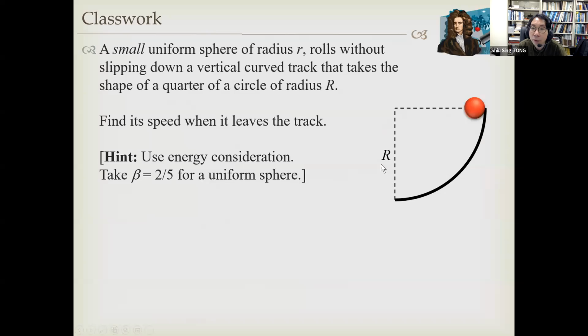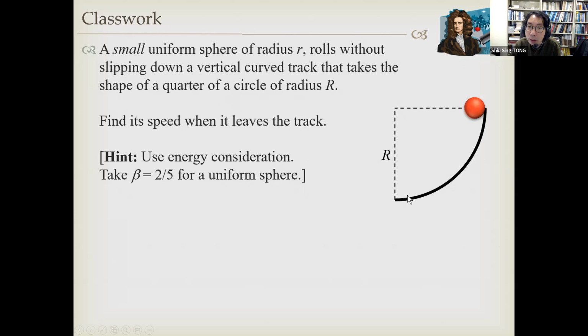Now, just a simple problem for you to do as classwork. I have a small ball. The ball is so small that its small radius r can be neglected compared with the radius of this circular track. The circular track takes the shape of a quarter of a circle of radius capital R, and capital R is much larger than the radius small r of the sphere. And suppose now I release the sphere at the top of the track. So it rolls downwards along the track without slipping.